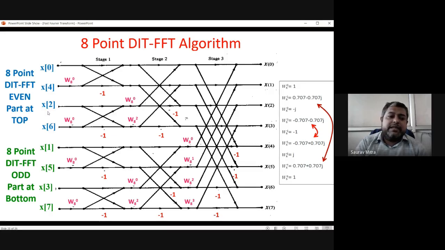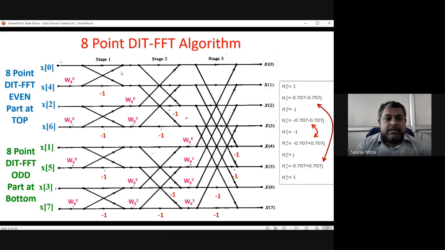Then there will be x2 and x6. So this is the top half, which is the even part. And even part also, it is not x0, x2, x4, x6. It is x0 and x4. So always there is a difference of 4 between all these xn sequences. So this is x0 and x4 at the top, then x2 and x6. This is the even part, and the bottom part is x1 and x5 and x3 and x7. So these are the groupings, and this reversed form you have to remember. So this is x0, x4, x2, x6, x1, x5, x3 and x7.